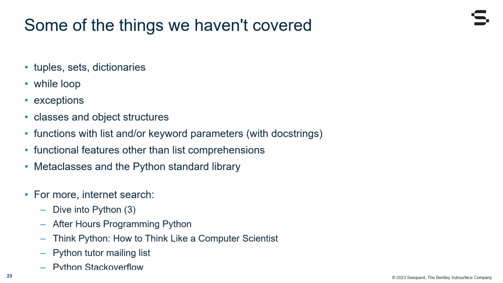And with that, we have reached the end of this introduction to Python. There are many items we have not had the time to cover in this session. We did not cover tuples, sets, or dictionaries, which can be very useful in scripting. We did not see the while loop or understand how to handle exceptions. We did not manage to cover functions with list and/or keyword parameters with docstrings, or functional features other than list comprehensions. We could not cover classes in general object structures. Finally, we have not checked metaclasses and the Python standard library. For more, you are advised to check online for resources on Python training and forums that can help you with learning the basics and advanced Python programming.